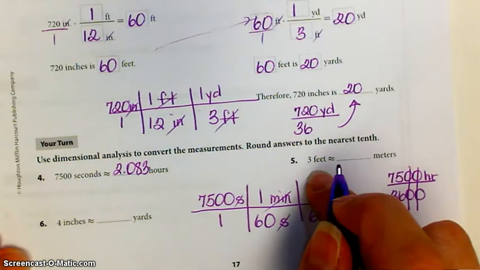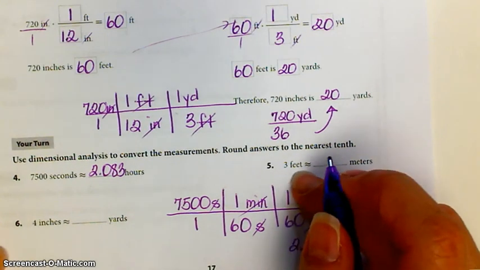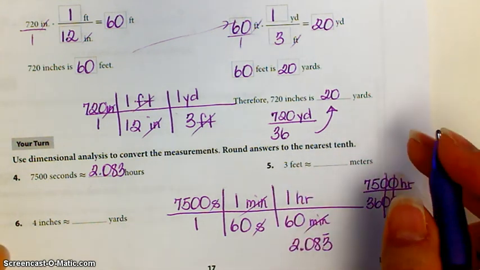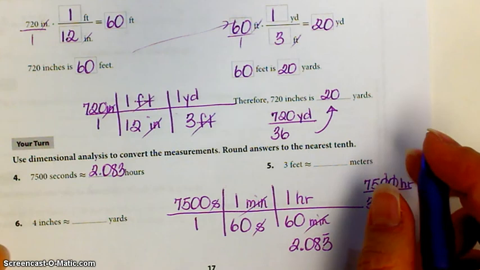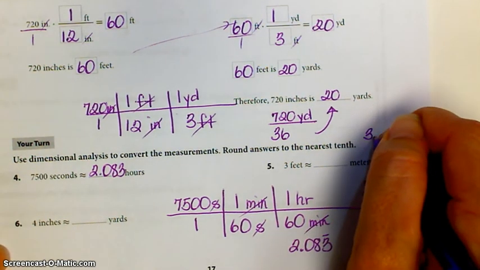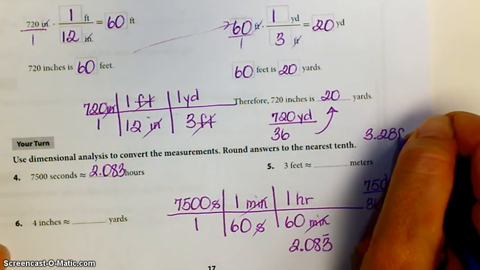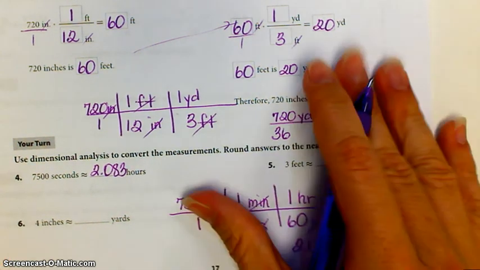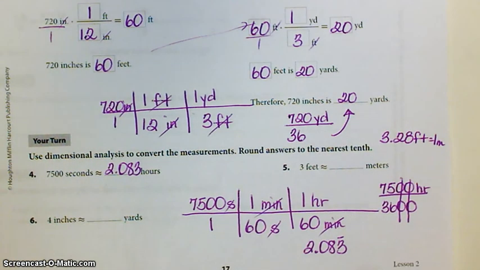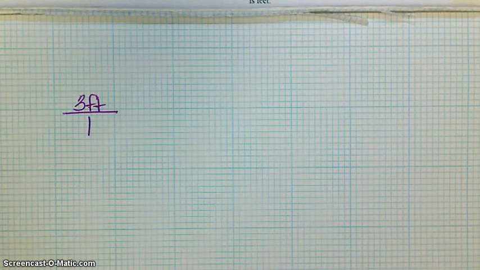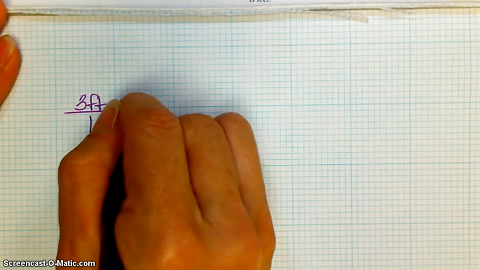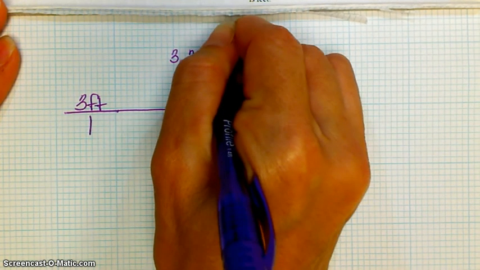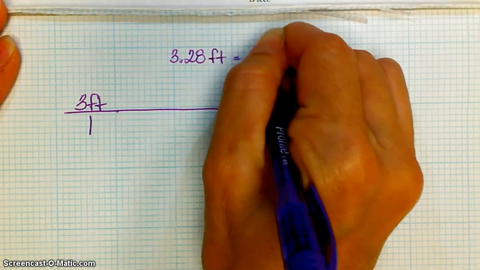I'm not going to do this one because honestly, my mind keeps telling me, well, 3 feet. Well, we can do that. 3.28 feet is 1 meter. Let me see if I've got some paper to do that one on. Okay, so I have 3 feet. I made it look like a fraction just by placing it over 1. Remember, I just said 3.28 feet equals 1 meter.